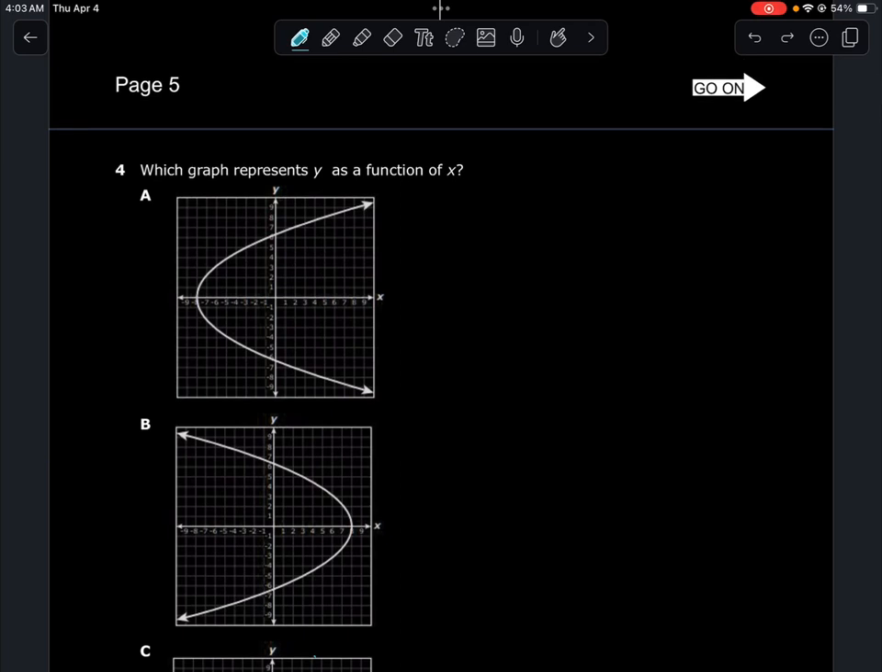But what does it ask me? I forgot that we need to read the question carefully. Does it ask me for which one is a function or which one is not a function? Here's the question: which graph represents y as a function? Okay, so it needs to be a function. This one is not a function. That means that's not the answer. Same happens here, and that's not the answer.